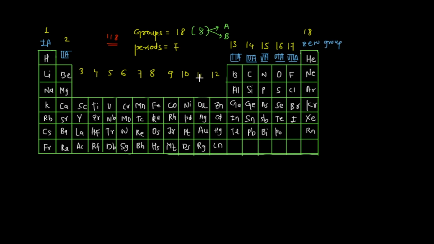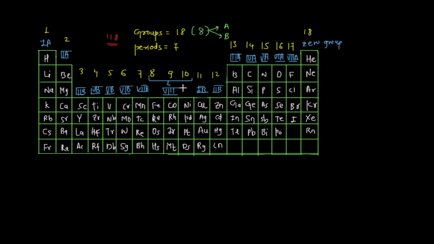Now this 11th group is called first B in Roman numerals. This 12th group is called second B, this is third B, fourth B, fifth B, sixth B, and this is seventh B. Now these three groups, 8, 9, 10, are included in 8. So these are the 8 groups in Roman numerals.